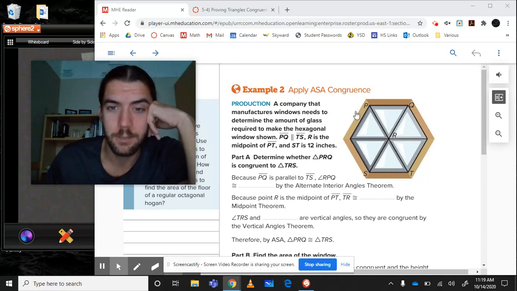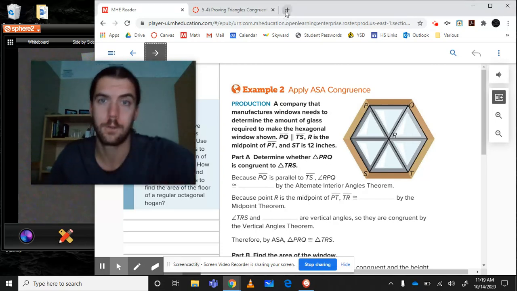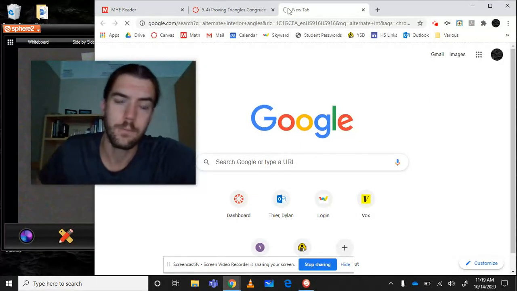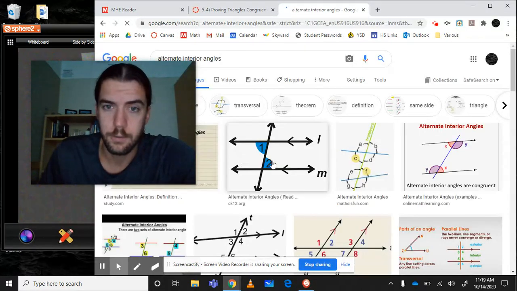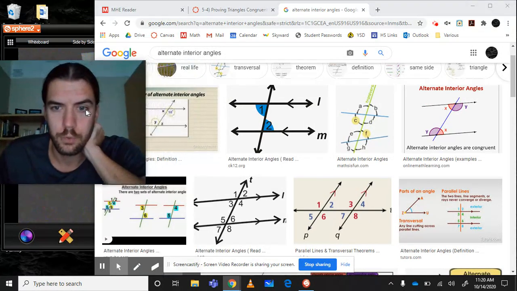Okay. Because PQ is parallel to TS, the angle RPQ is congruent to which other angle by the alternate interior angles theorem? Okay, let's look up a picture of alternate interior angles. So alternate interior angles are these guys. Okay, so that's a good way to describe that.